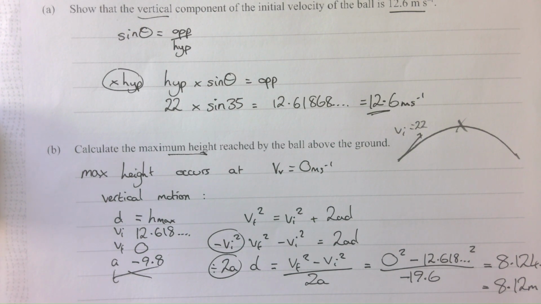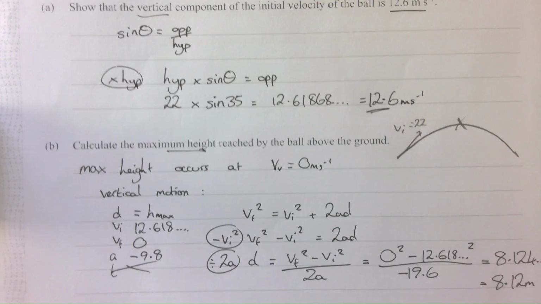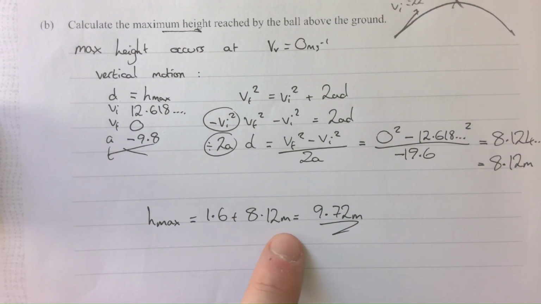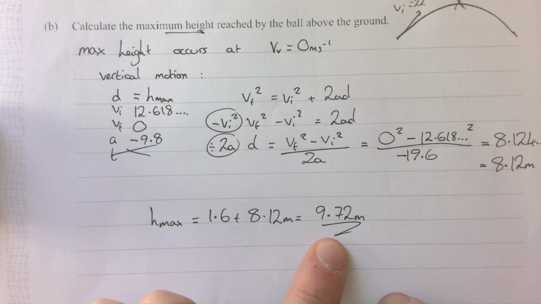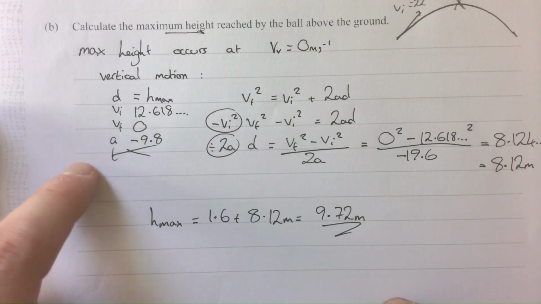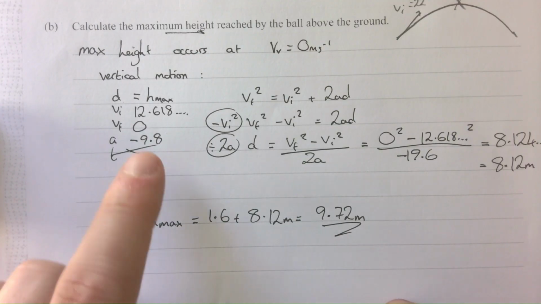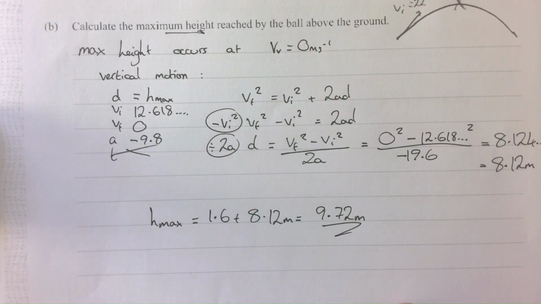Now, this extra little step takes your answer from an achieved, which is all of this stuff, to a merit. If you forget the 1.6, it leaves it as an achieve. There's still quite a lot of work to do for that. And that's part B.